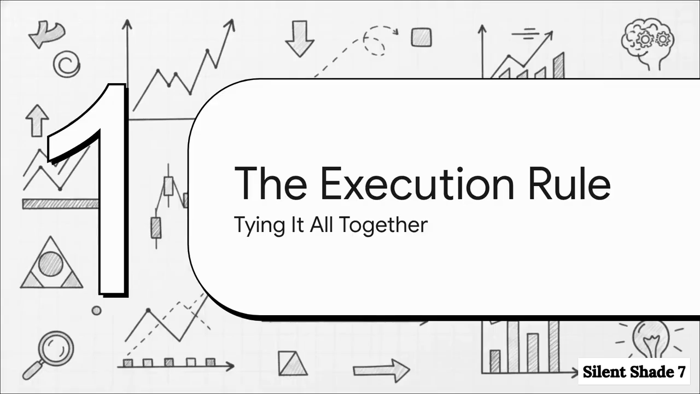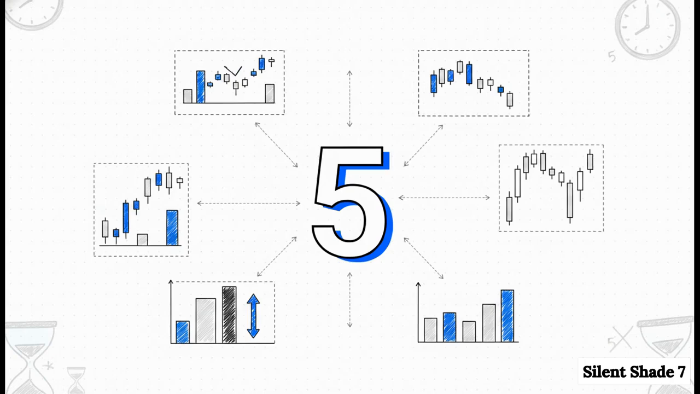All right, almost done. Let's look at the execution rule to really tie all of this together. You've got the zones, you know the logic, and you have the playbooks. But before we wrap up, we absolutely need to establish the final unbreakable rule of this strategy. 5. That's it, 5 minutes. That is the absolute strict, totally non-negotiable time frame you have to use.